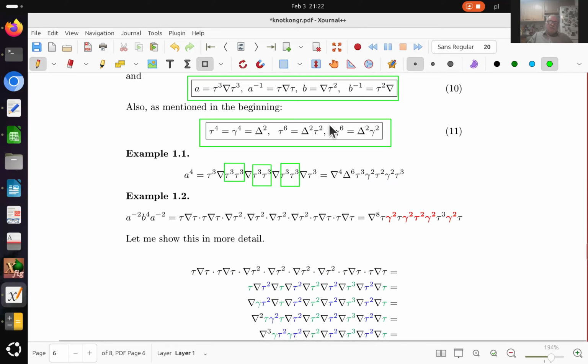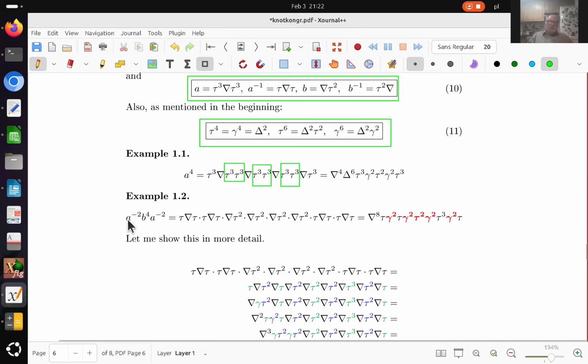This is tau to the sixth power, and tau to the sixth power is delta square tau square. So I moved delta square to the left and left it here without cancelling with nabla to the fourth power. Let me show you some further examples.